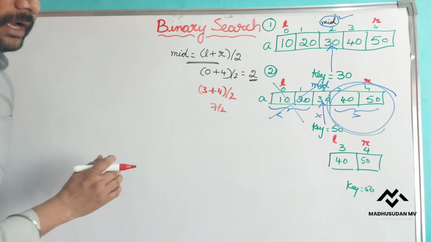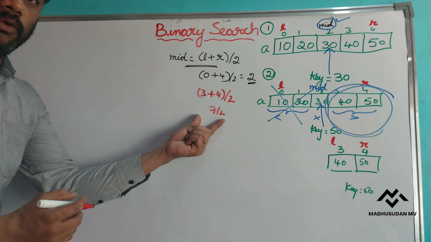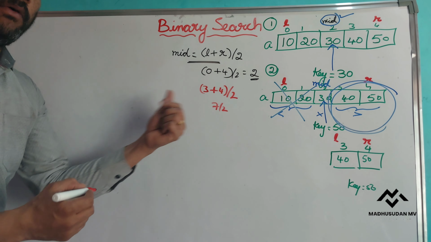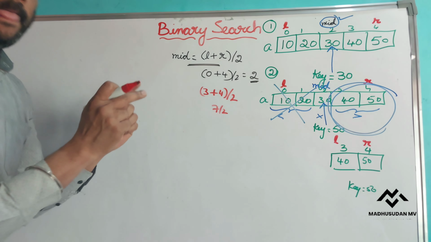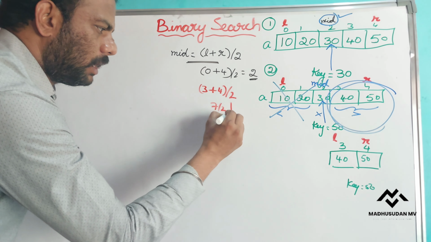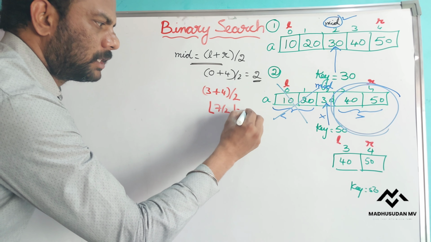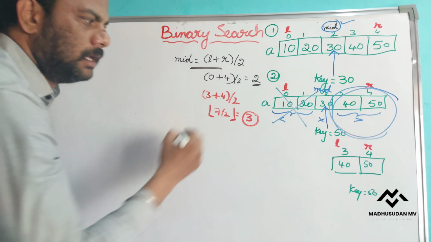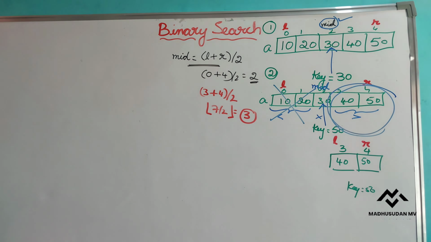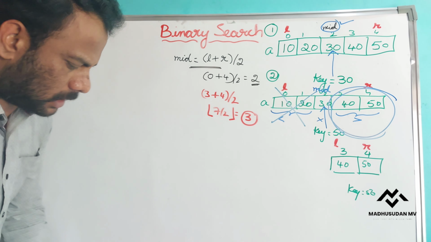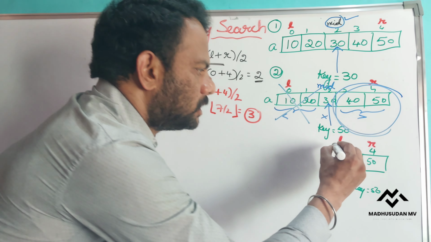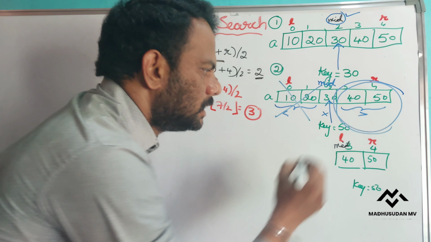Now we need to decide. When I do 7 by 2, actually I will get 3.5. Now I need to decide whether I take the lower limit or the upper limit. If I take the lower limit, the lower limit of 3.5 is 3. That means I got the mid position as 3. So this is my mid position.